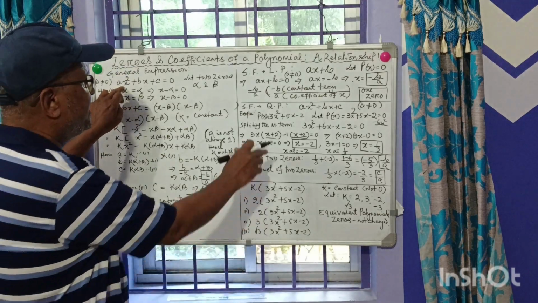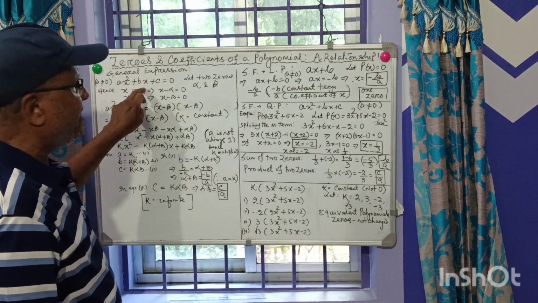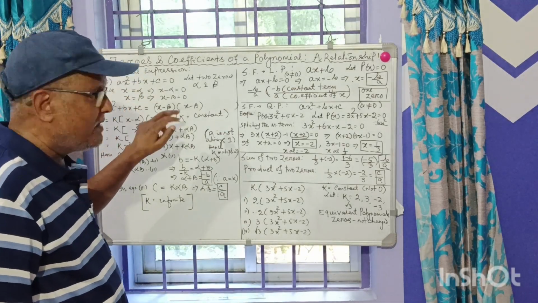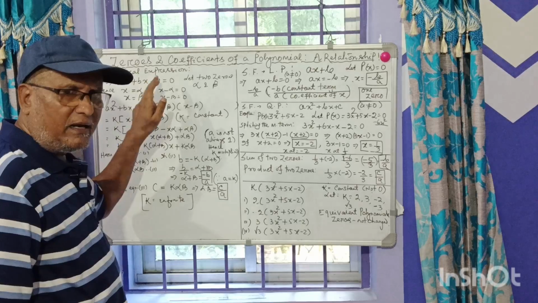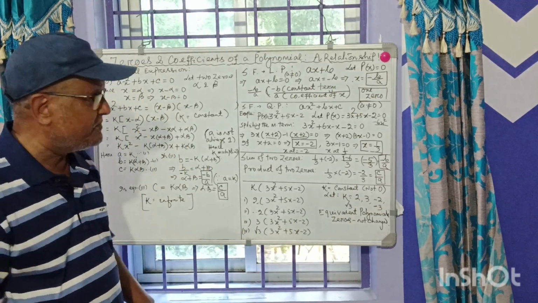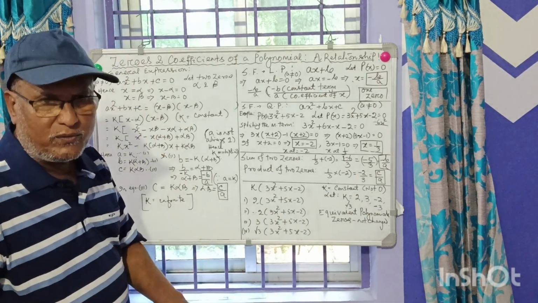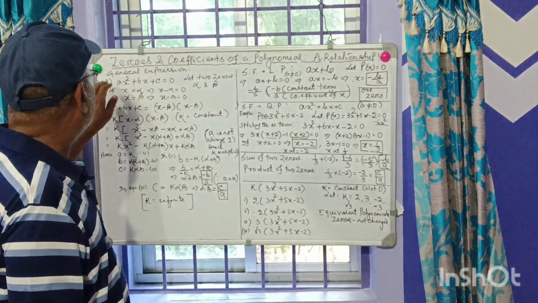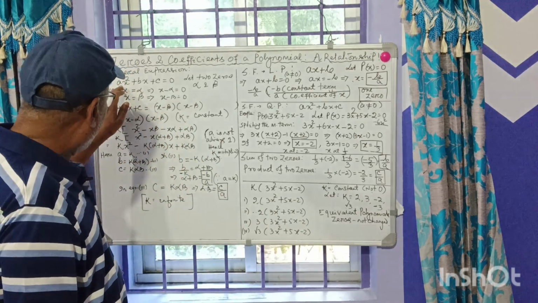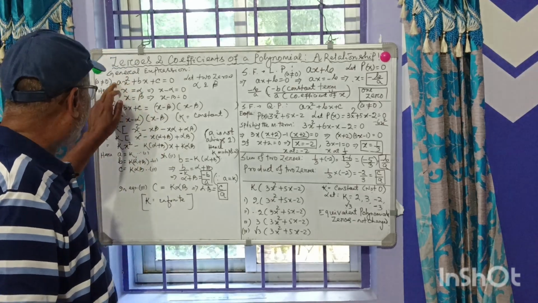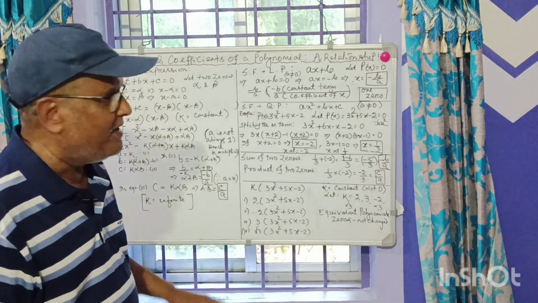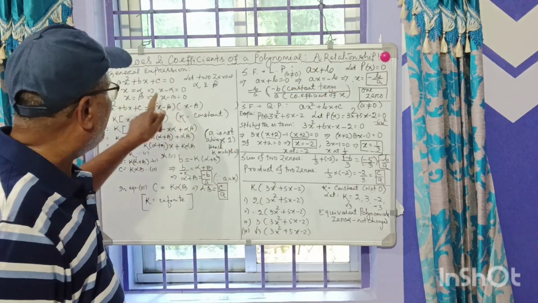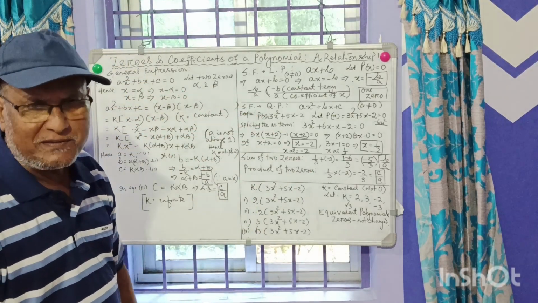So the standard form we have discussed here is ax² + bx + c. a is the coefficient of x², b is the coefficient of x, and c is the constant term, with the condition that a is not equal to 0. Some students ask why a is not equal to 0. If a is 0, the first term becomes the zero polynomial, and the quadratic polynomial is converted into a linear polynomial, bx + c.